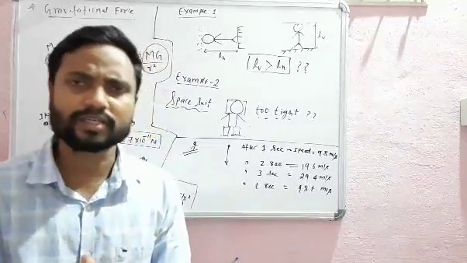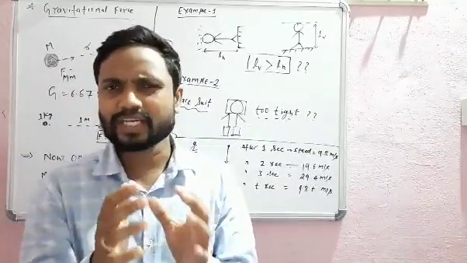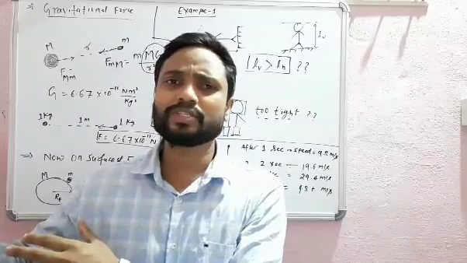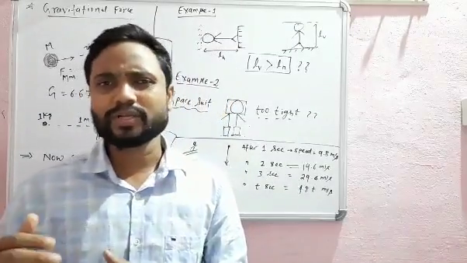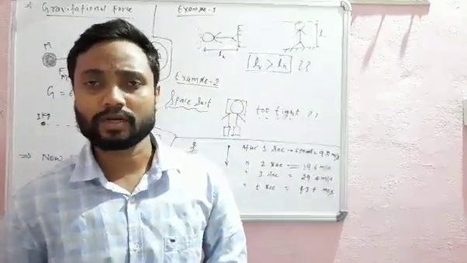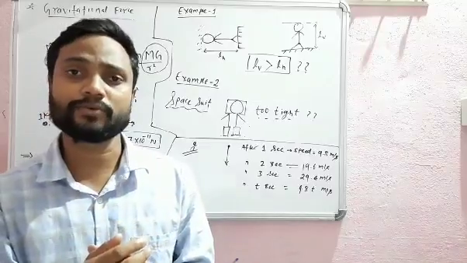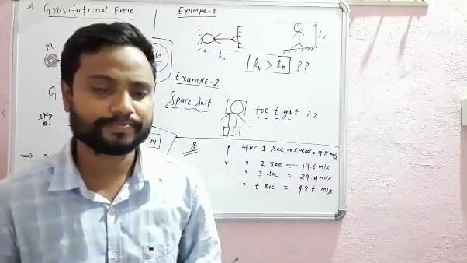Now the third one is the weak nuclear force. Basically, the weak nuclear force is associated with beta decay. You will study it in higher education. Now the fourth one, the most important fundamental force, is known as the gravitational force.